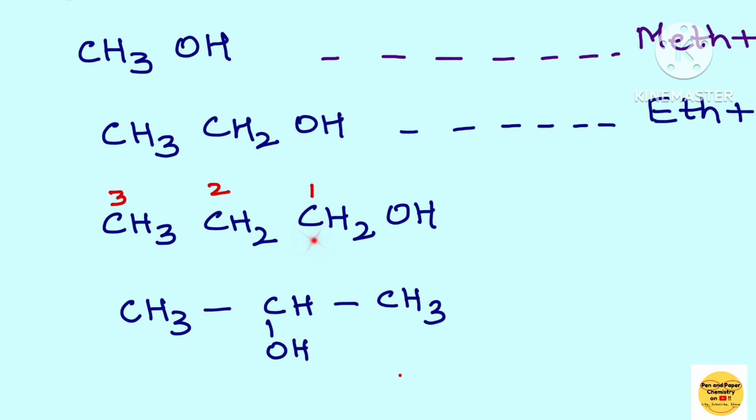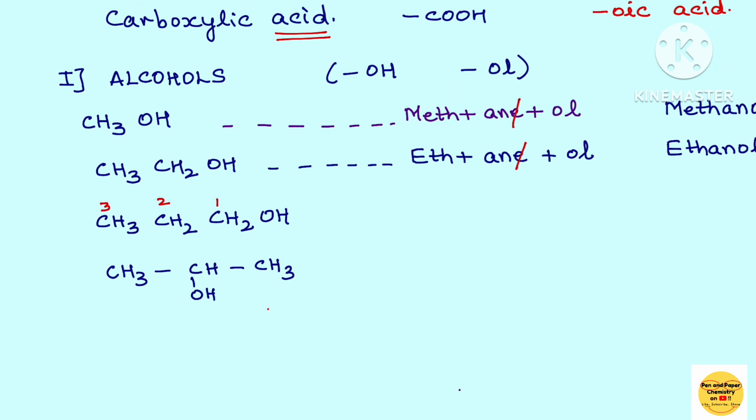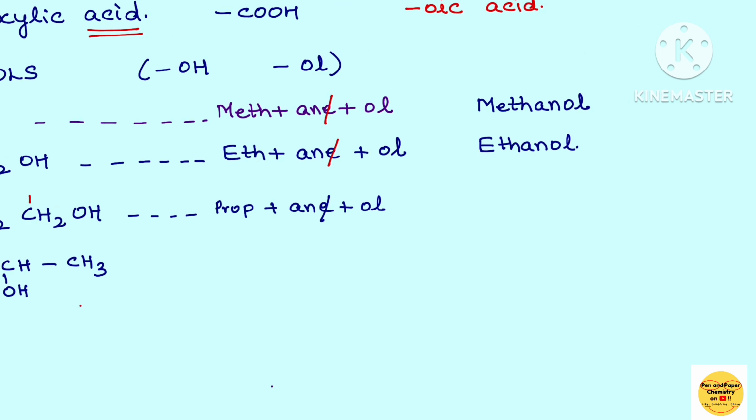Now the functional group. Now define the functional group. Ol. So let's join the 3 of them again and we will have prop, an, ol. So this will be propan-1-ol. Why did I write 1-ol?